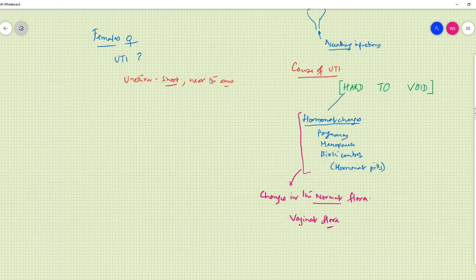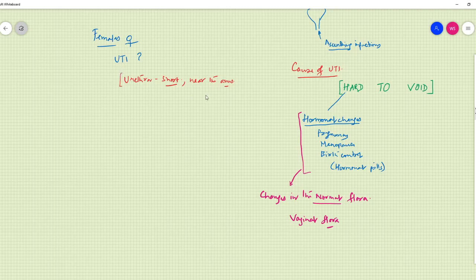Okay, so as a result, if the woman suppose wipes from the back to the front, then the organisms near the anus will be wiped to near the urethral opening. And since the urethra is short, it will directly enter. It has got ample chances to enter and become an ascending infection. Okay. Or if the woman is having tight undergarments, using contaminated tampons, so there is chance for increased risk of UTI.